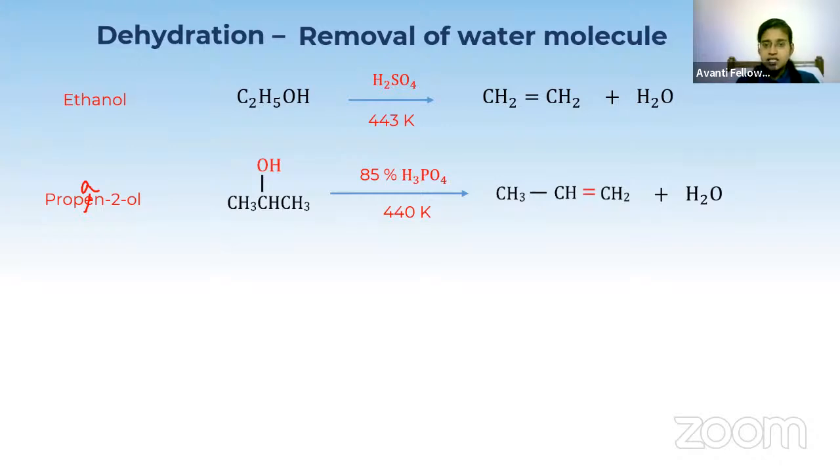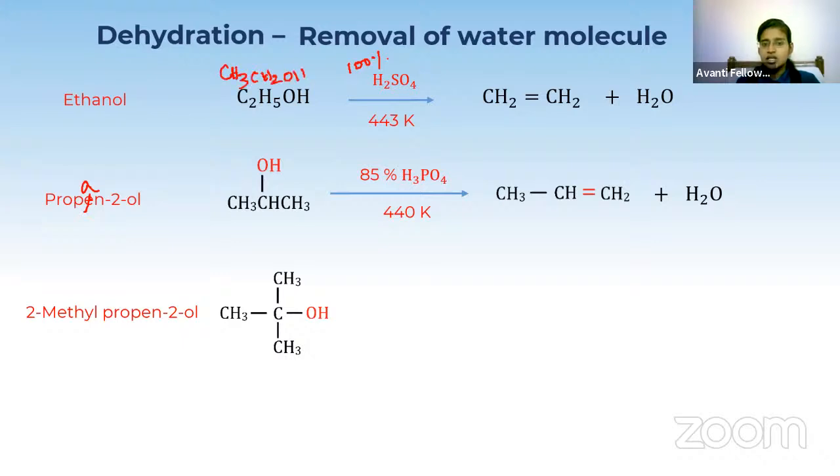Here the acid concentration might be 100%, or 99.9, but 85% is enough to remove the water molecule from propan-2-ol. And if I take a tertiary alcohol, this is a tertiary alcohol, right? In case of ethanol, it is CH3CH2OH, so this is a primary alcohol. Ethanol is a primary alcohol. And what about the second compound? It is CHOH, a secondary alcohol. And what about this? COH, it is a tertiary alcohol.